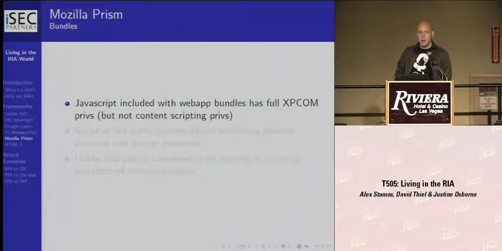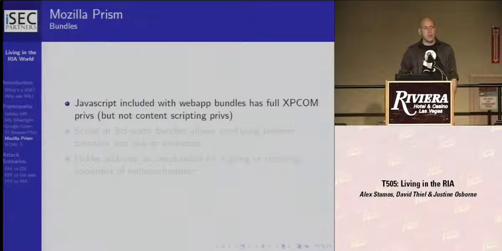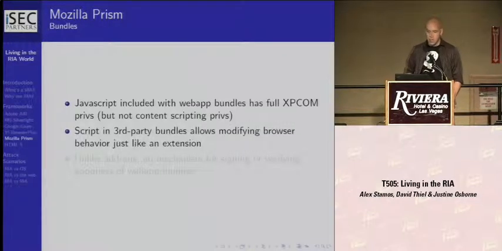The place where Prism falls down is that the actual JavaScript UI that you install has full XPCOM scripting privileges. This is the language that people write Firefox add-ons in. So anything that you can think of a Firefox add-on doing, you can basically do in one of these web app bundles, which is a little bit of overkill, since you don't really need to change a whole lot in these bundles. It's a pretty simple idea.